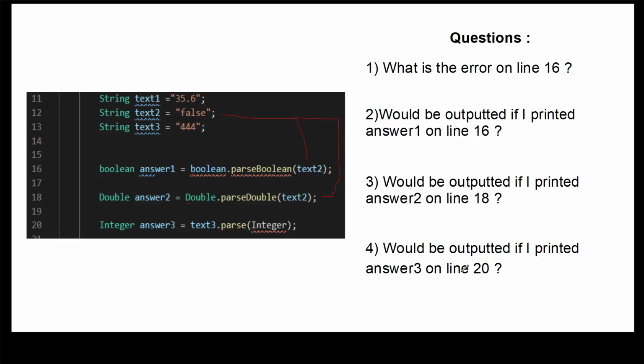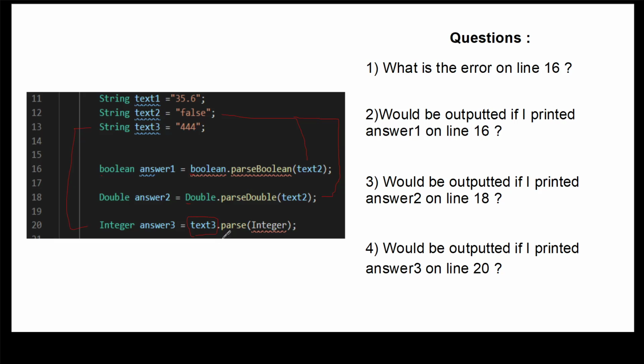And number 4, if you outputted answer 3, would it be okay? Well, text3 is an integer, so it should be okay. But the problem is we're using the wrong class or object with our parse function here.